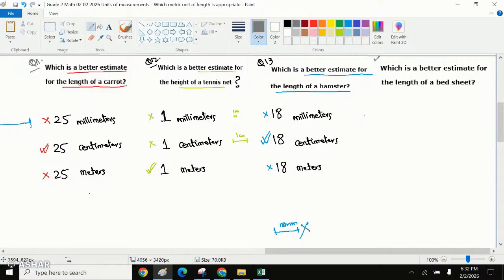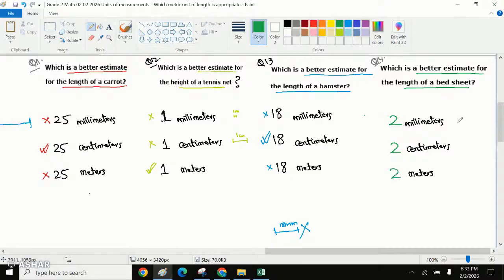Question number 14 says, which is a better estimate for a bed sheet? The values given are in meters. Let's look at some options. The better estimate is 2 millimeters, 2 centimeters, or 2 meters.